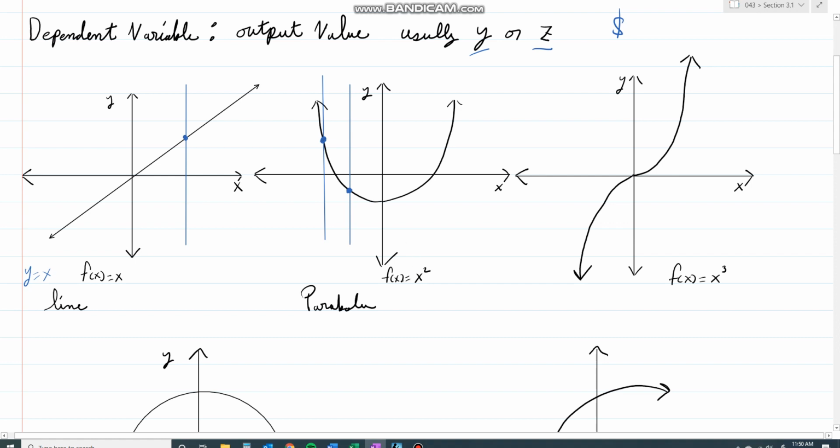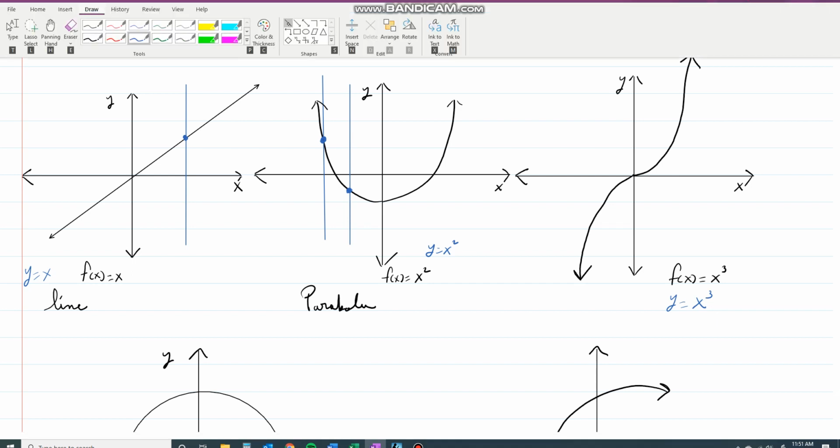So something like f of x equals x squared, which is the same thing as y equals x squared. All of these are functions. These are functions. So vertical line test is testing whether or not something is a function or not. I have f of x equals x cubed. You can also write that as y equals x cubed. I want to show you that this, again, is indeed a function.